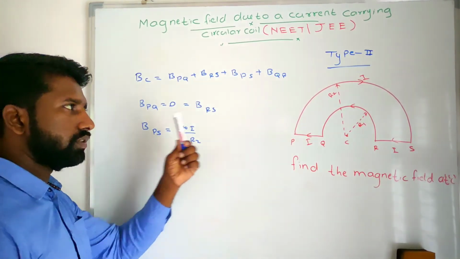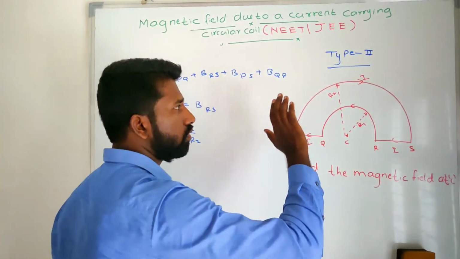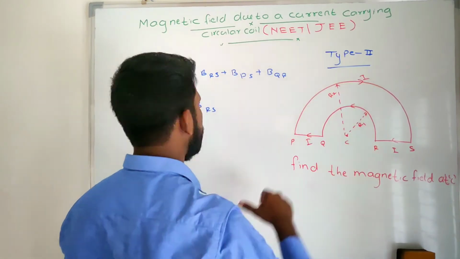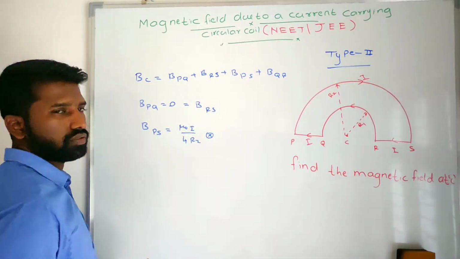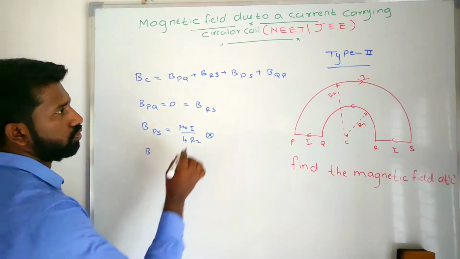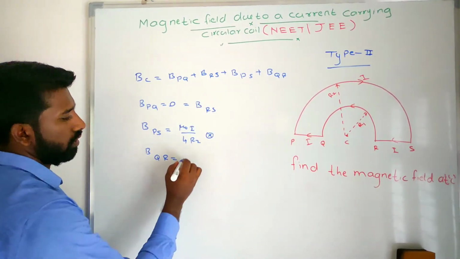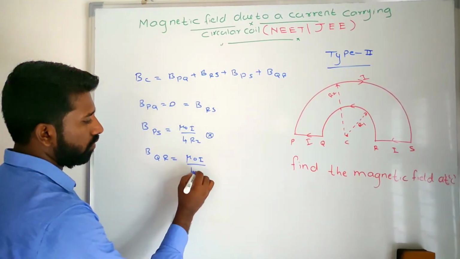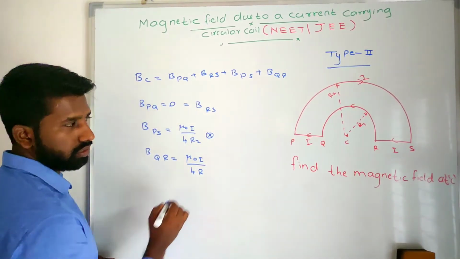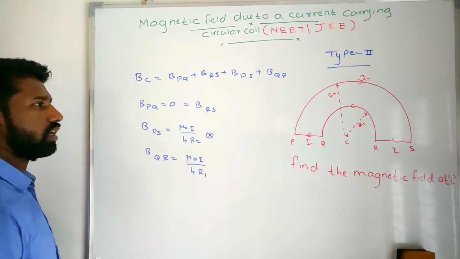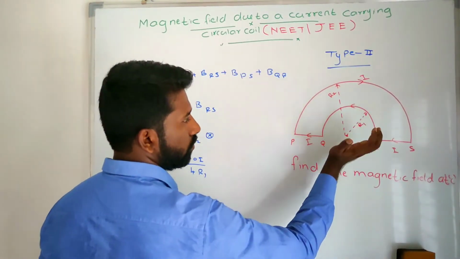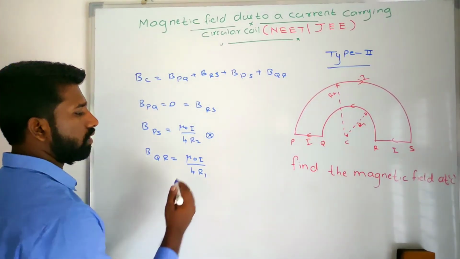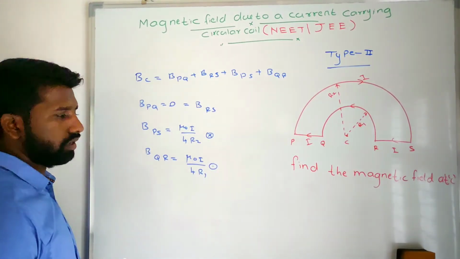Okay, what about the direction? Direction can be found out by the right hand rule. So I curl my palm in the direction of current, and I get the direction going into the page. So this is the direction of the magnetic field. Then the magnetic field due to QR. That is also a semicircular loop, so the magnetic field is mu 0 I by 4 into the radius, that is the radius R1. What about the direction? Direction can be found out by the right hand rule. Curl the fingers in the direction of current, then the direction of the magnetic field is upwards. This is the magnetic field direction.